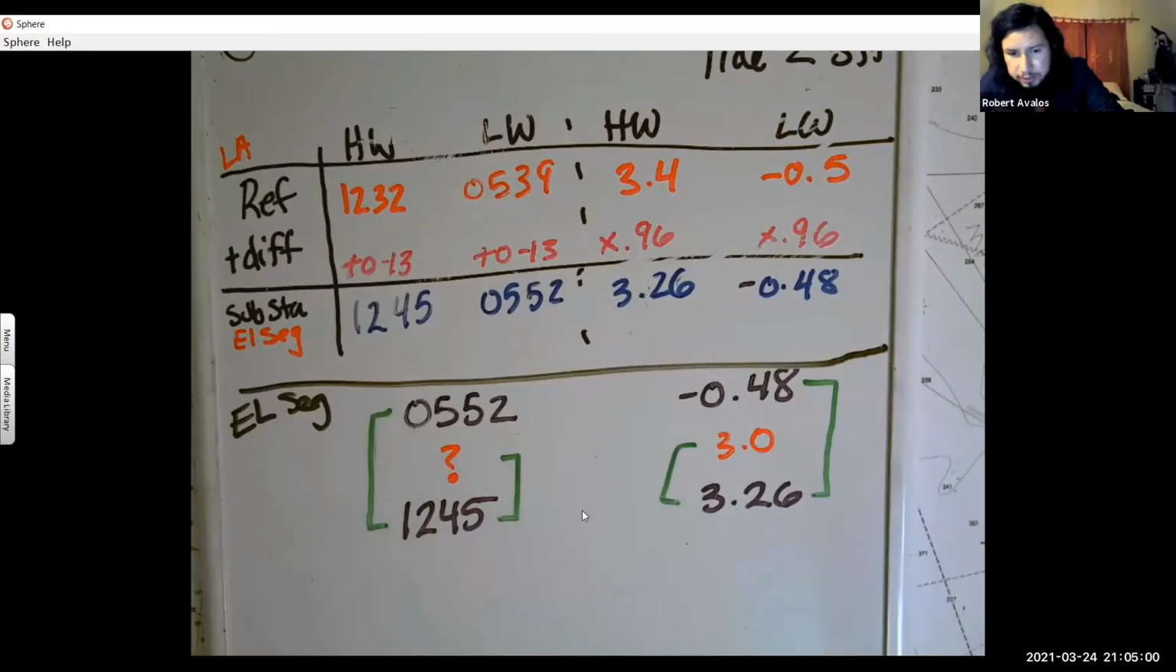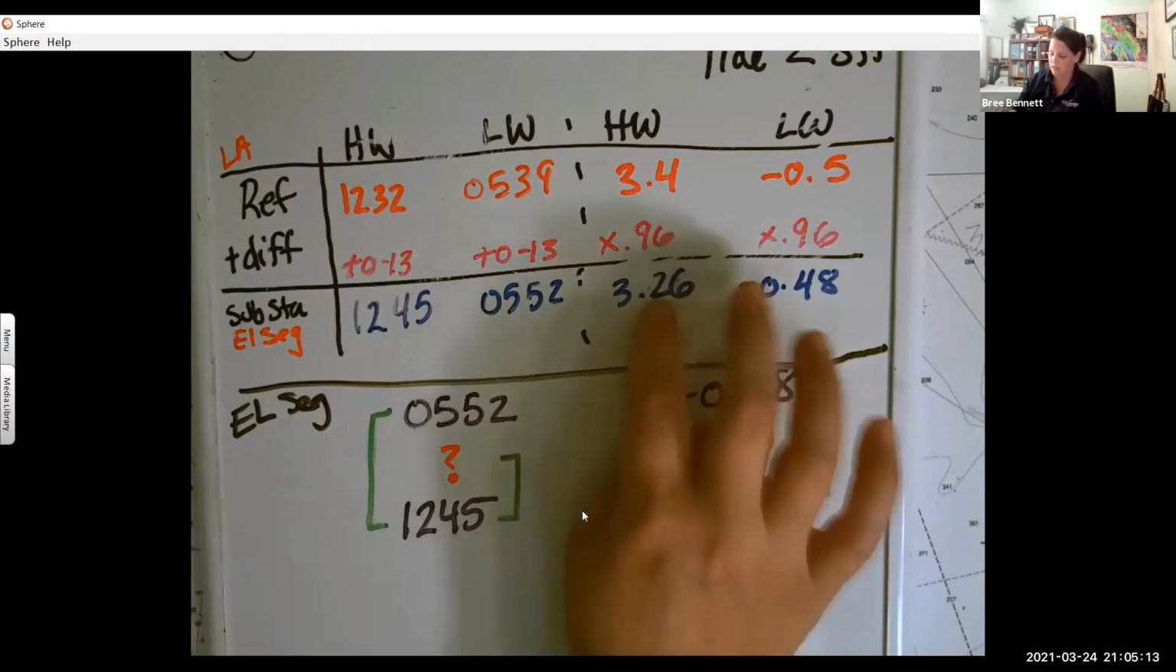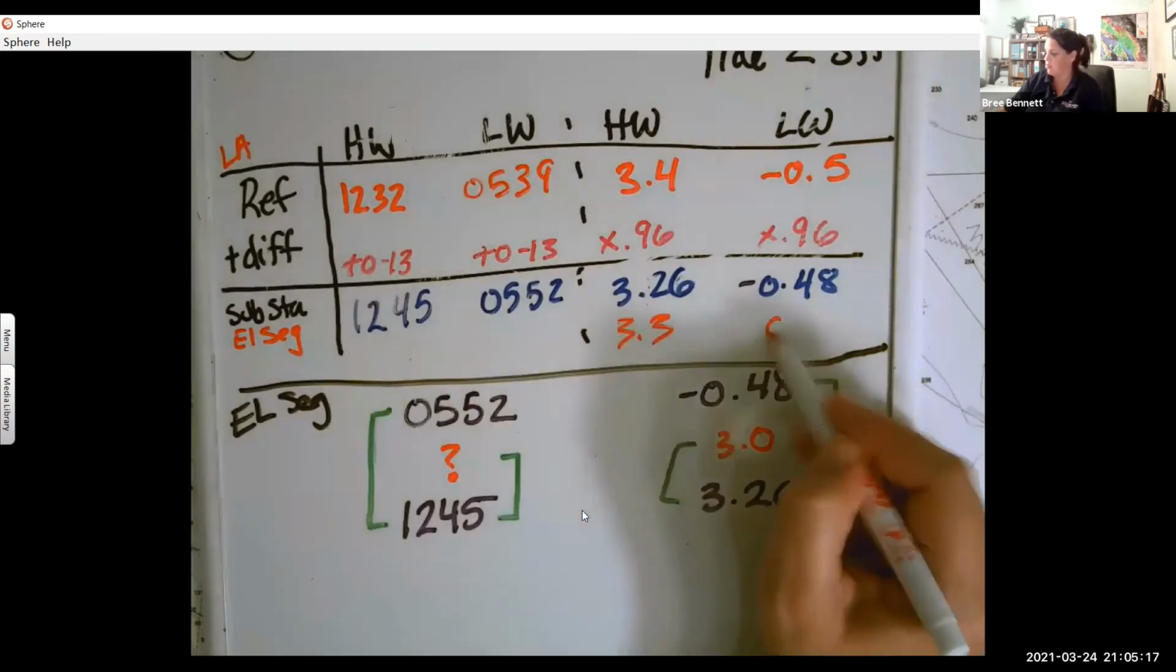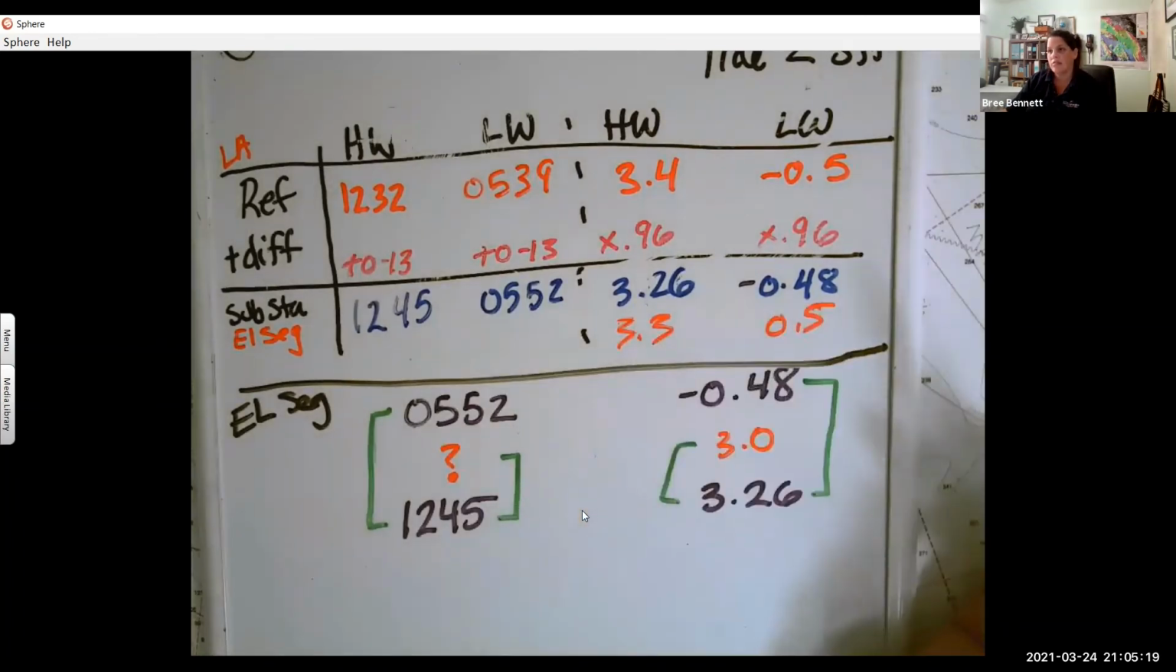Bree, I've noticed that sometimes you round differently compared to this time, for like Coast Guard purposes. Do you know if there's a Coast Guard purposes? Yeah, it'll just be to the nearest 10th. So you would do 3.3 and 0.5. Got it. Thank you.